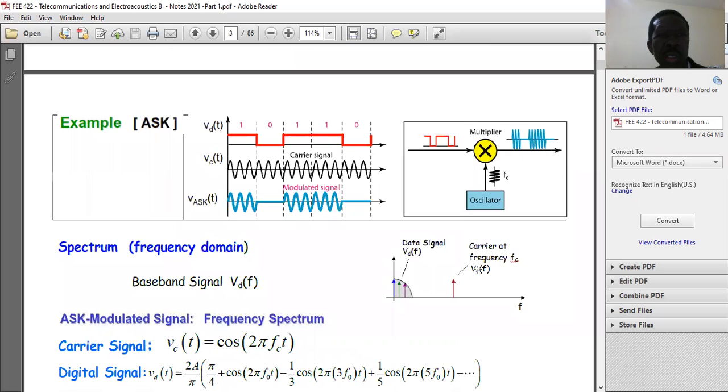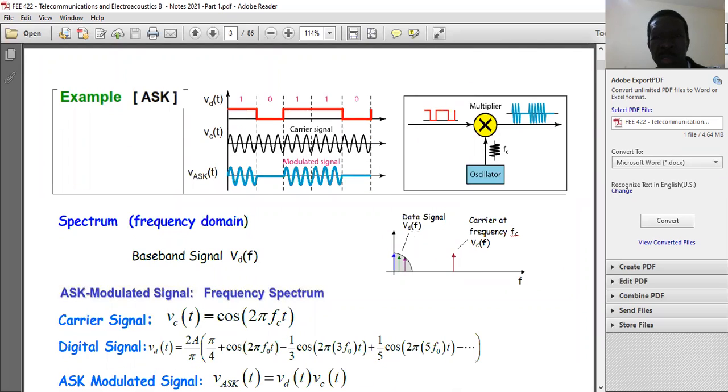We're giving an example. This is in terms of representation. You can have an oscillator which is generating the carrier, and then the data signal, and then a multiplier that produces the result that you want. So in this example here, the first VDT is the data 10110, and VCT is the carrier. Then when you multiply the two, the blue is the result, and diagrammatically we represent it this way.